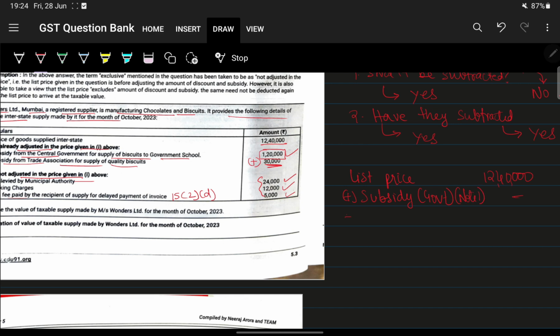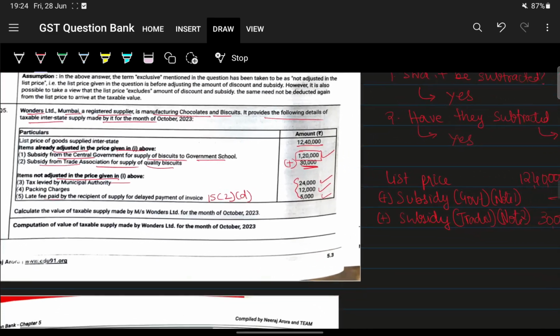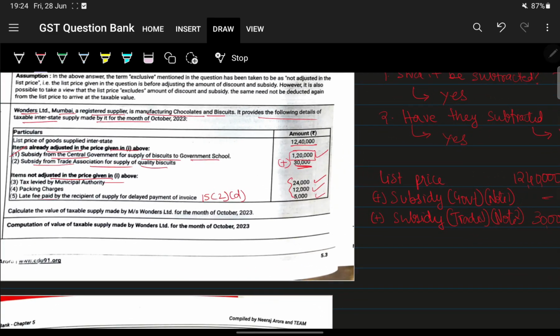Okay, next, plus subsidy, trade union. This also we will give in note number 2. Why are we adding it back? 30,000 we'll have to add back because they should not have subtracted it, but they have subtracted it, so we are going to have to add it back. Okay, that is done with.